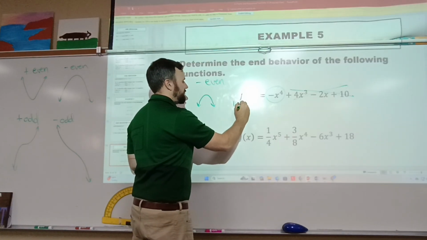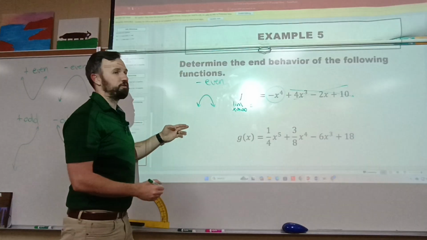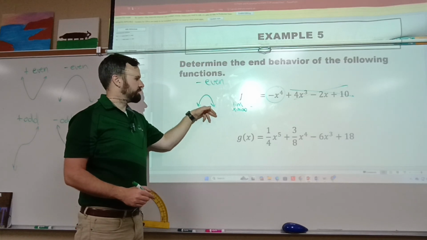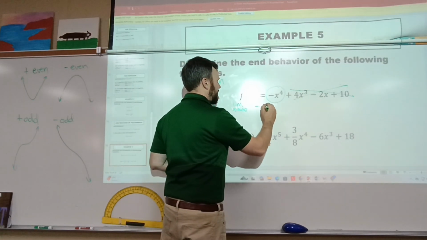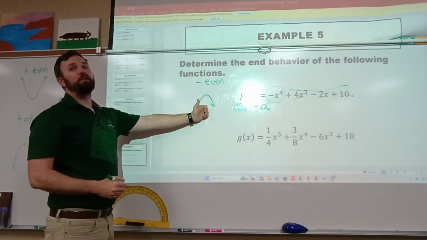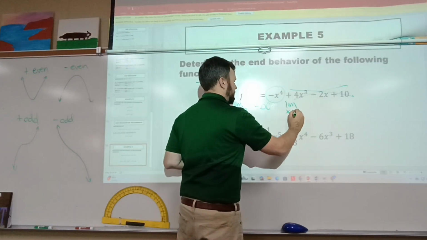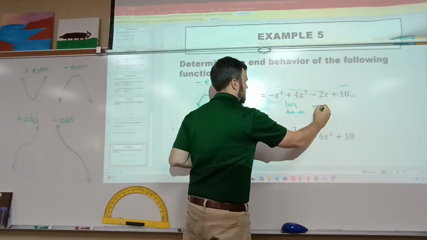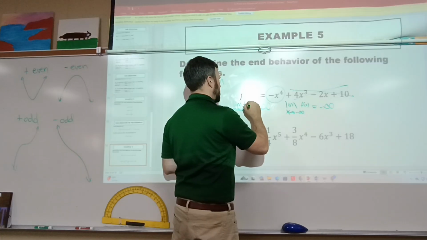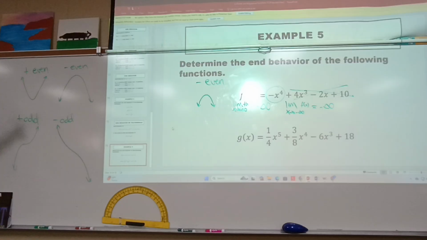So what's my limit as x approaches infinity of this beast? As I go to the right, on this frowny face, it goes down, like my stocks. Okay. Now for an even, I know that matches on both sides. But I could also look at the picture. I should put f of x in here. So it'd be negative infinity both ways, because no matter which way I go, it's going down.